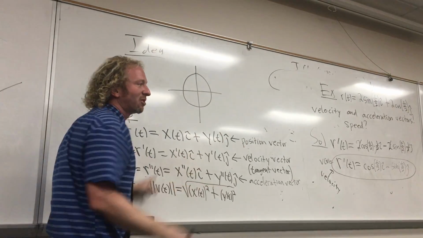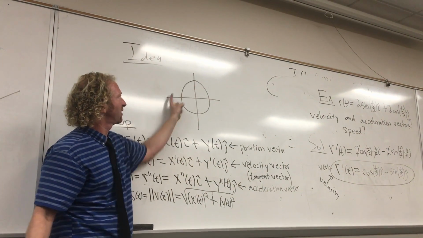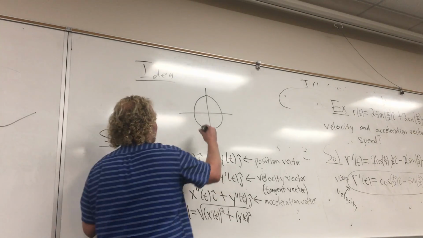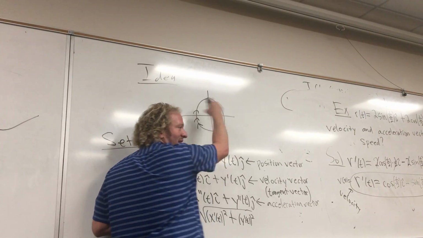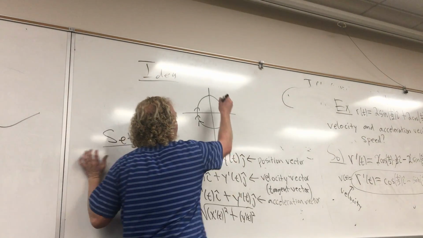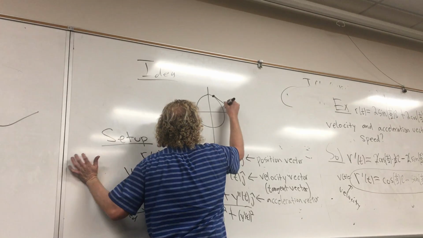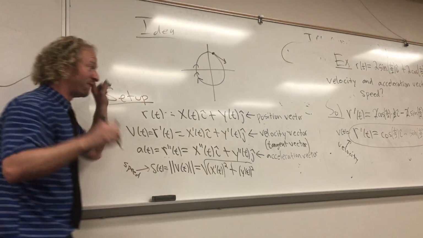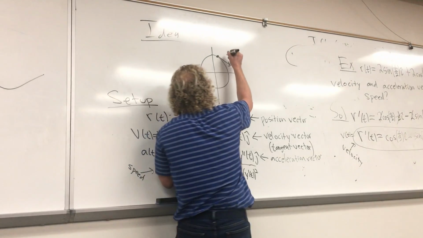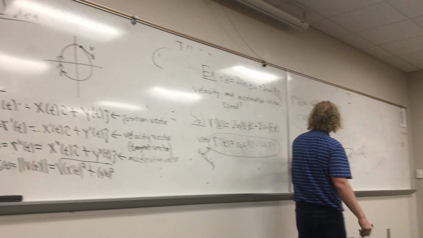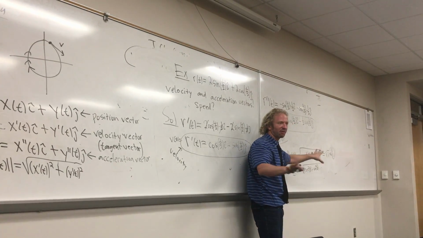I don't remember which way it's going. Is it going this way? I think it's going this way. Let me see if I wrote it on my notes. Yeah, I did. So it's going this way. And so let's say you found the tangent vector here. That's the tangent vector. The tangent vector is also called the velocity vector. So that's v. So here's the really cool thing. The speed is constant, right?